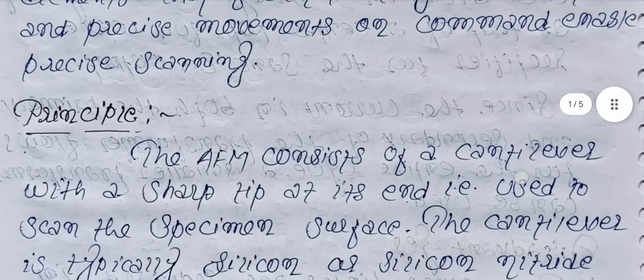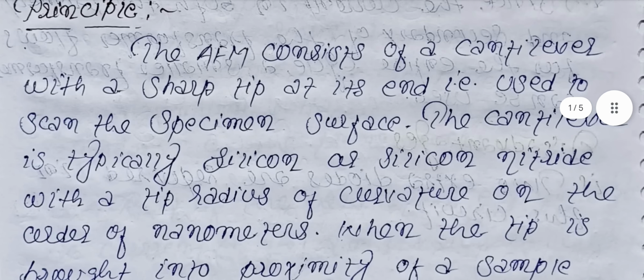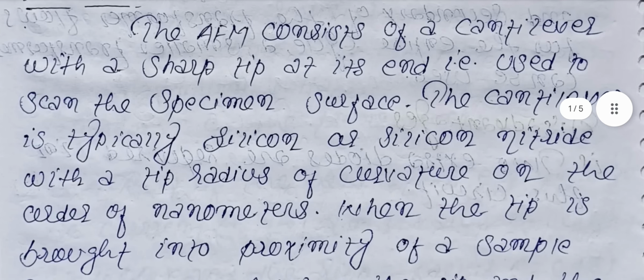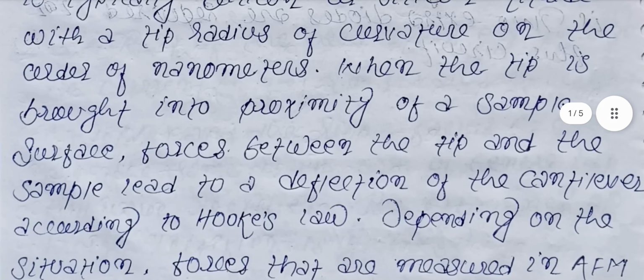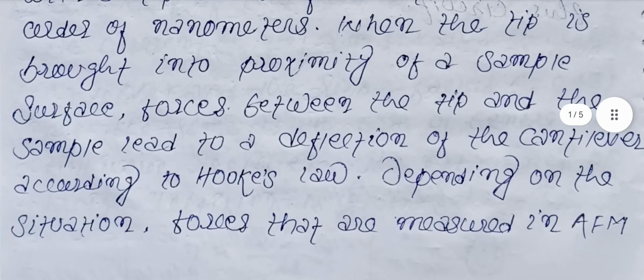Let's know the principle, friends. The AFM consists of a cantilever with a sharp tip at its end that is used to scan the specimen surface. The cantilever is typically silicon or silicon nitride with a tip radius of curvature on the order of nanometers. When the tip is brought into proximity of a sample, surface forces between the tip and the sample lead to a deflection of the cantilever according to Hooke's law.